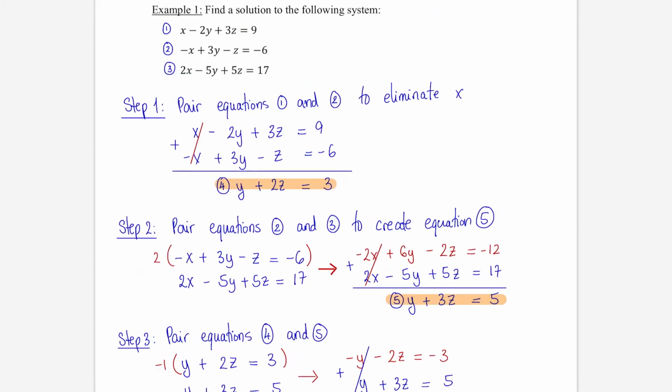The question is asking me to find x, y, and z. I found z. z is equal to 2. The next step, I am going to use equation 4 or equation 5 in order to solve for y. It doesn't matter if you use equation 4 or 5. As long as you substitute 2 in for z, you will get exactly the same y.